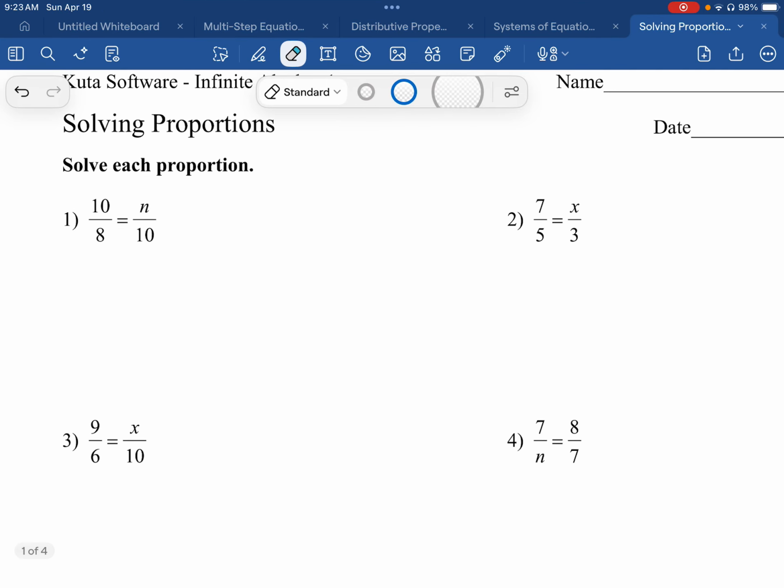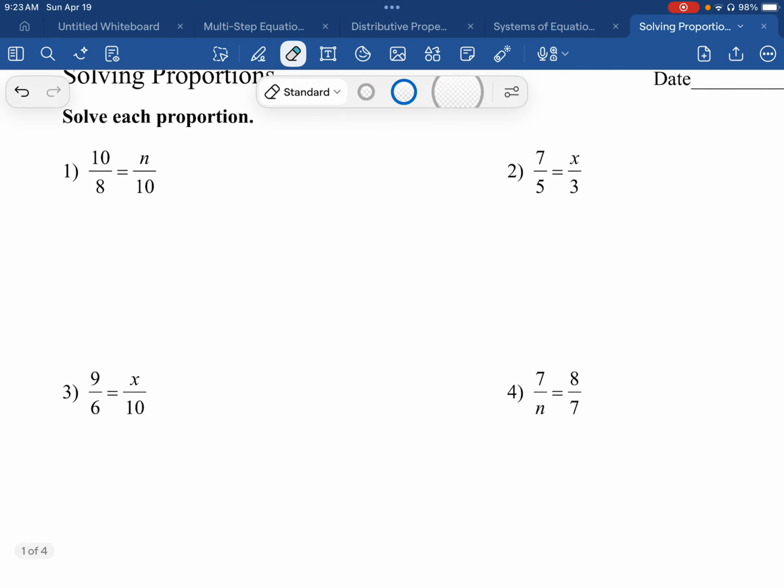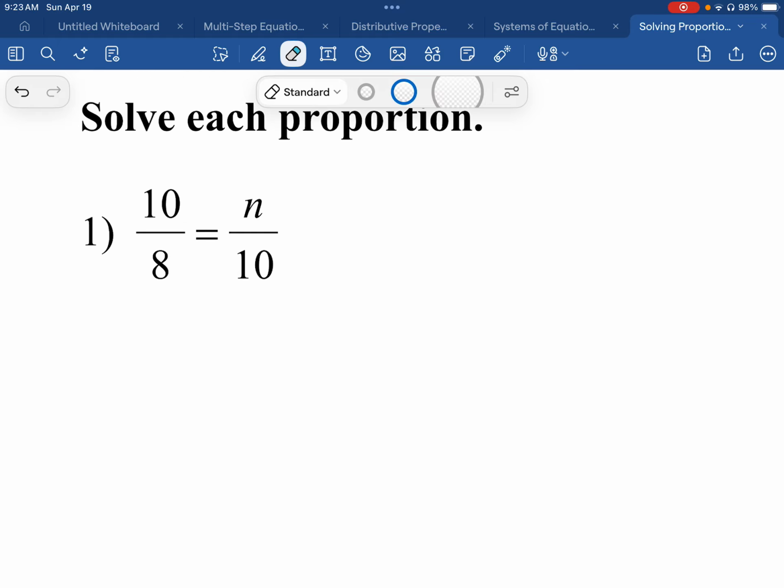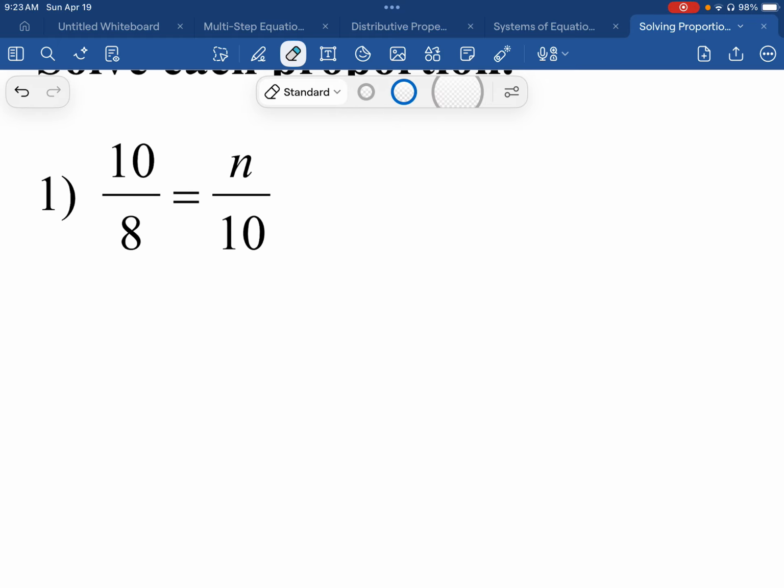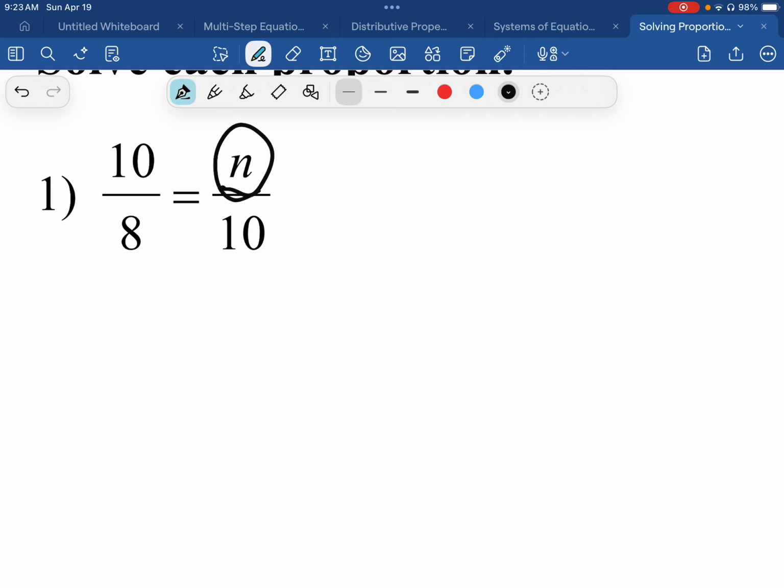Okay, today we're going to work on solving proportions. I'm going to do a few problems for you. Let's go ahead and jump in. So what you notice here on number one is like any other solving of equations, we have an unknown variable. The goal here is to find the value of n.